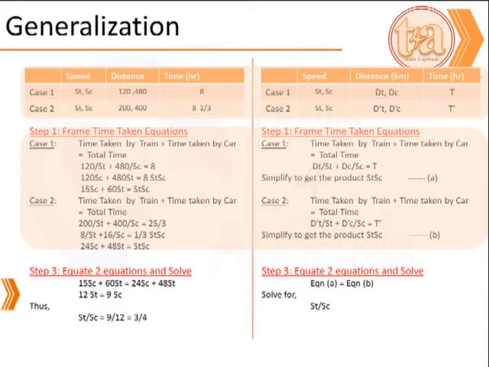We frame the final step by equating the two equations A and B that we have prepared in the earlier steps. We then solve for the ratio, the speed of the train by the speed of the car, and we find the answer.